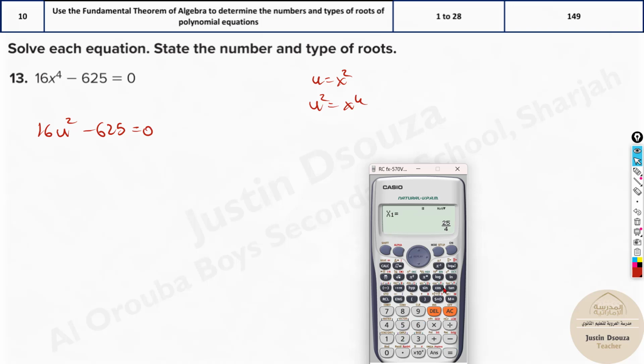So the answers are 25 by 4, or you can write 6.25, plus or minus. So you'll have only 2 answers. So u is equal to plus or minus 6.25. Now what happens?